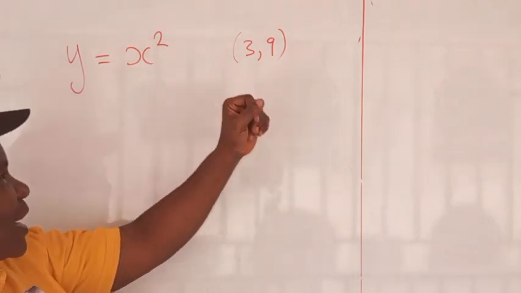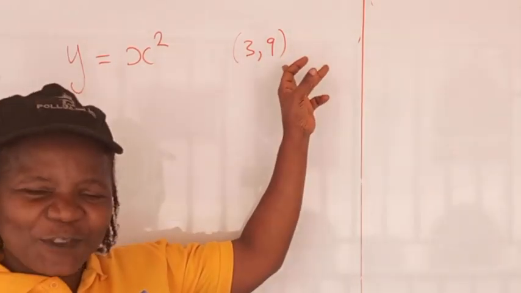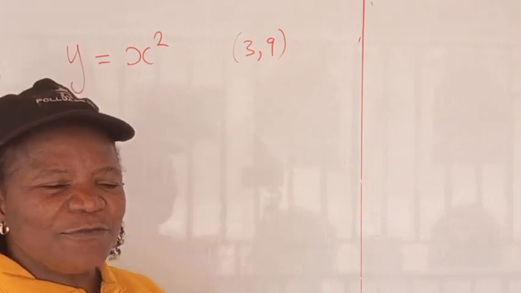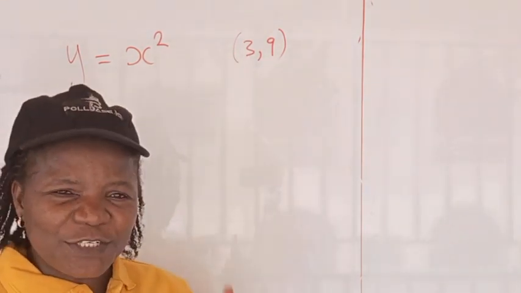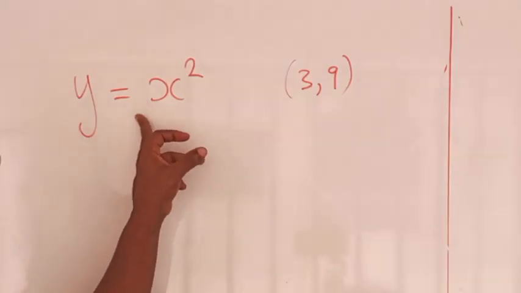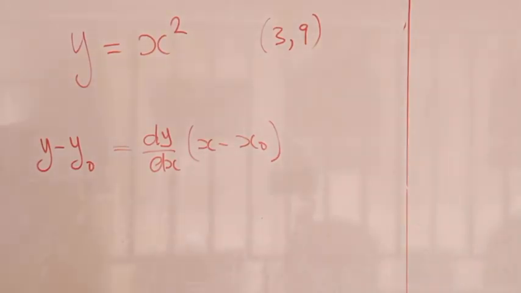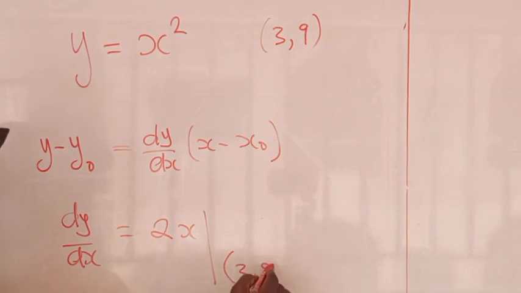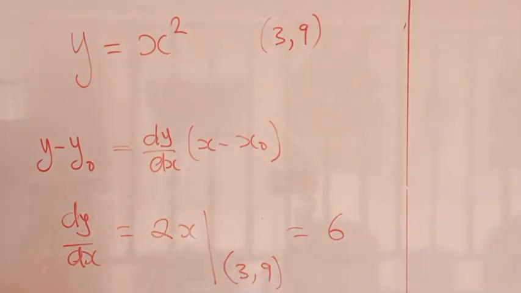But looking at this now, when x is 3, what is y? It is 9. So, actually, this point is on this curve. So, we can continue in finding the equation of a tangent to this curve at this point. First of all, get the slope at this point. dy dx is equal to 2x. Evaluated at the point 3,9, it is equal to 2 times 3, since x is equal to 3. So you have 6.